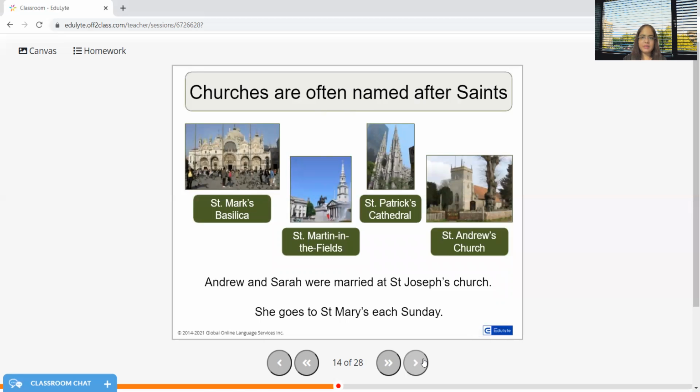Churches are often named after saints, like St. Mark's Basilica, St. Martin in the Fields, St. Patrick's Cathedral, St. Andrew's Church. These are the names of some churches, but we are not using the or a before them. She goes to St. Mary's each Sunday. Andrew and Sarah were married at St. Joseph's Church.